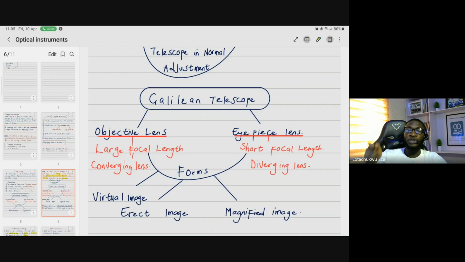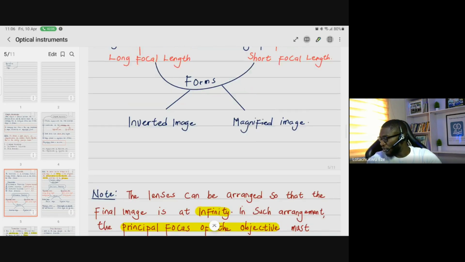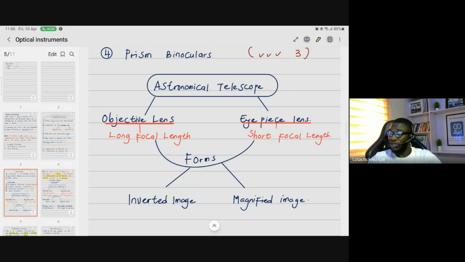So for the Galilean telescope, two things were altered. Number one, the kind of lens that was used. We have a convergent lens, which is your objective lens, and we have a divergent lens, which is your eyepiece lens. Also, for the objective lens, the focal length is larger, while for the other one, it is shorter. Look at it here. Long focal length, short focal length.